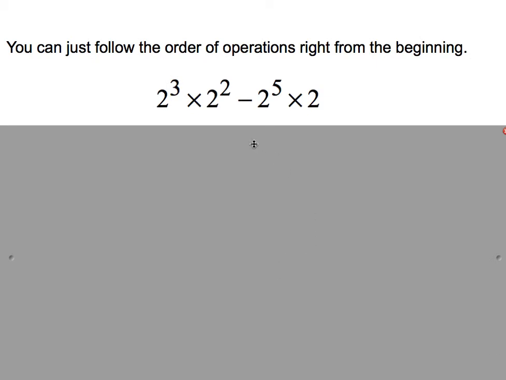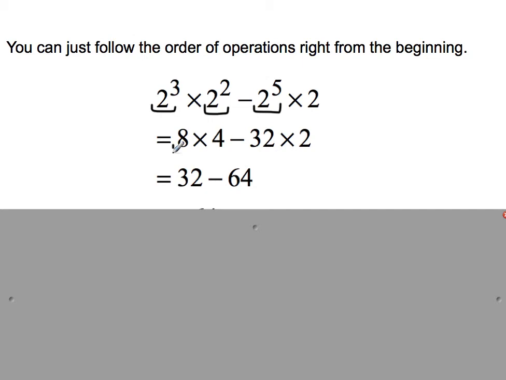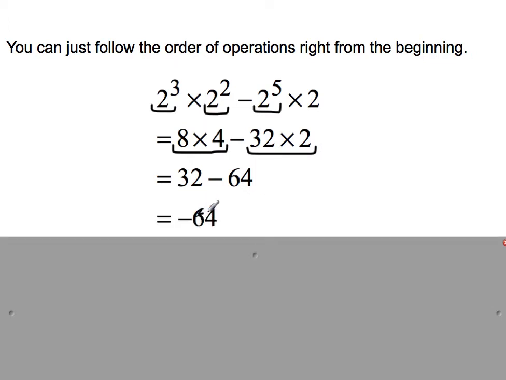Or you can just use the order of operations. 2 to the power of 3 is 8. 2 to the power of 2 is 4. Minus 2 to the power of 5 is 32. Then we do our multiplication. 8 times 4 is 32. 32 times 2 is 64. And then we do our subtraction. 64 minus 32 is... I did it again. Negative 32. Okay. So again, you can do it without doing the power laws, but just know that you have to know the power laws because there are questions designed around that.